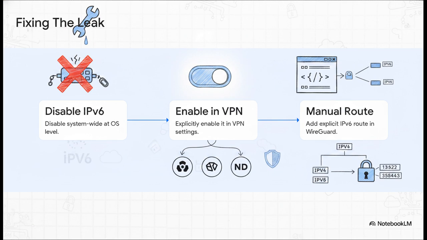Step 2, if you want to keep IPv6 active, is to explicitly enable it in your commercial VPN settings. Providers like ProtonVPN, ExpressVPN, and NordVPN do support this, but you can never just assume it's on by default. You actually have to go into the settings and flip the switch yourself. And step 3, for the power users out there using a manual WireGuard config, you need to explicitly include an IPv6 address and route in both the interface and the allowed IPs fields, rather than just defining the IPv4 route.